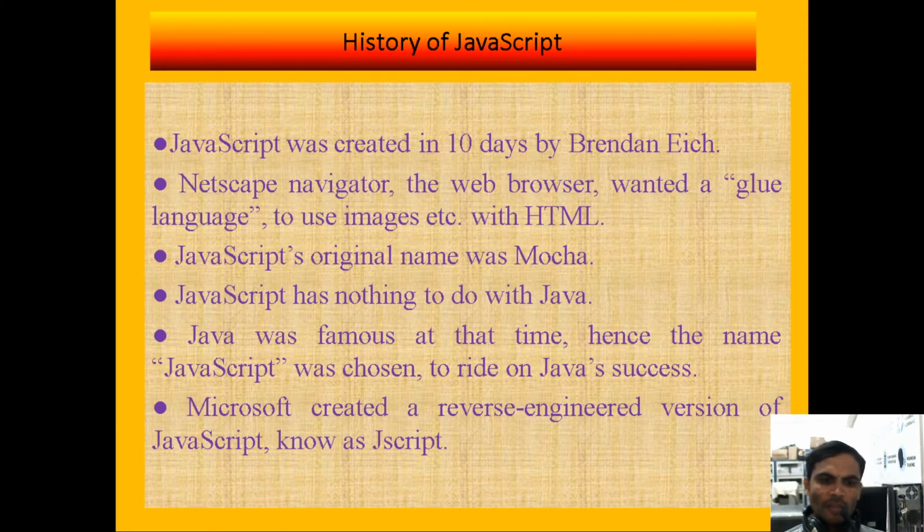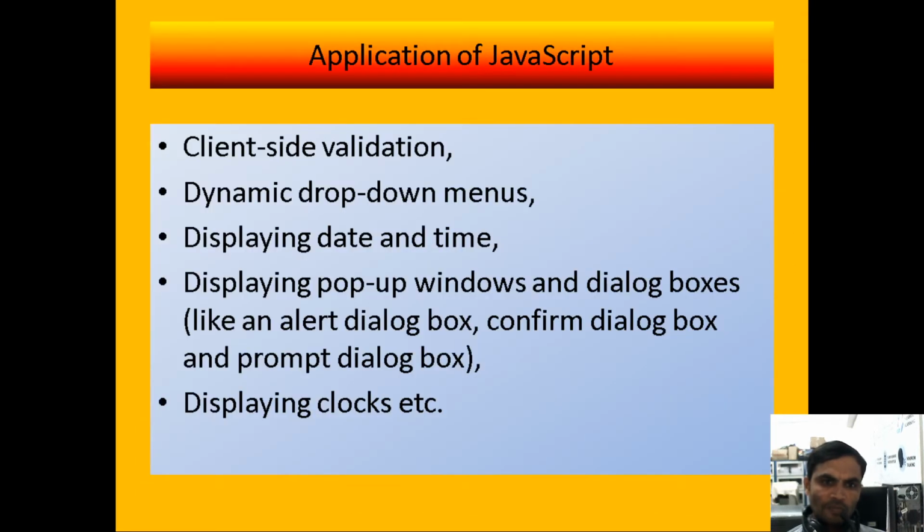A reverse-engineered version of JavaScript known as JScript was created. Here, JScript was developed by the Microsoft people. Sun Microsystems developed Java. Now the Sun Microsystems company is not there anymore; it is associated with Oracle Corporation. This JScript was developed by the Microsoft people, not Sun Microsystems.